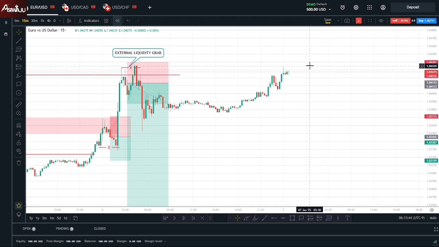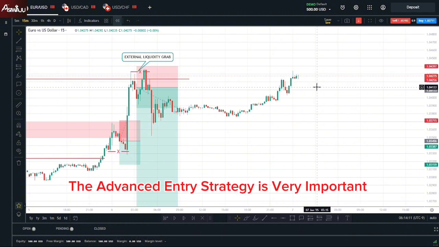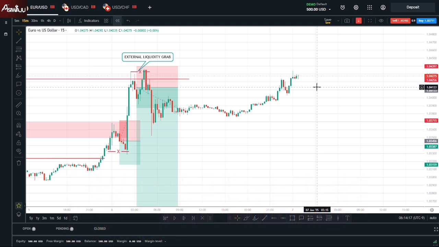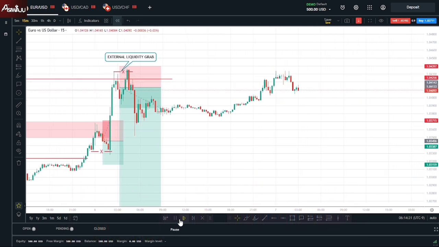So this is the reason why I said there is more to this entry strategy, the momentum shift entry strategy. If you focus on that, most times in the market your stop loss is going to be it. So this is the reason why the advanced entry strategy is very, very important. You need to know. So now let's continue playing price forward.